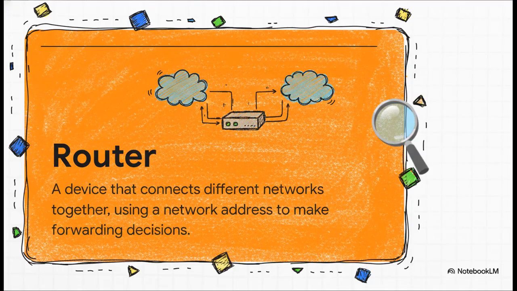And this is the job of a router. Now, if a switch directs traffic within a single network, a router is the traffic cop at the giant highway interchange, directing packets between all the different networks. It reads the destination IP address on our packet and makes a decision about which path to send it on to get it one step closer to its final stop.